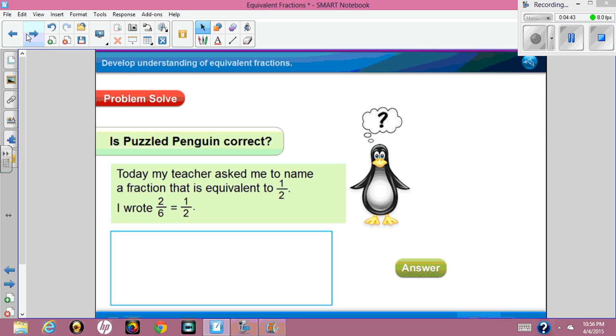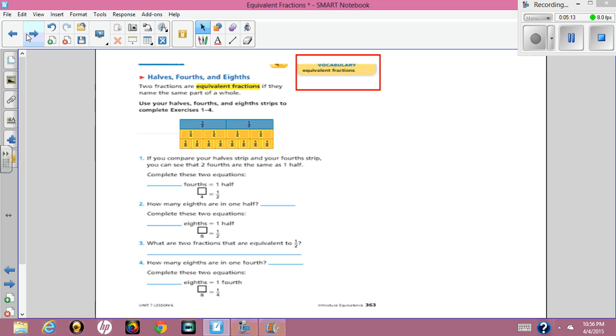Very good. Now, I want you to consider our poor puzzled penguin. He said, today my teacher asked me to name a fraction that is equivalent to 1/2. I wrote 2/6 is equal to 1/2. Think about this and see if you can answer the puzzled penguin. Is 2/6 equal to 1/2?